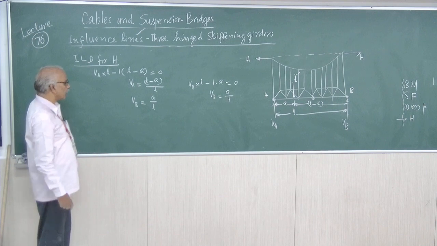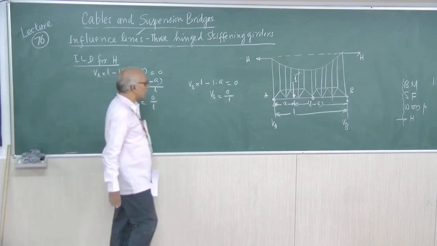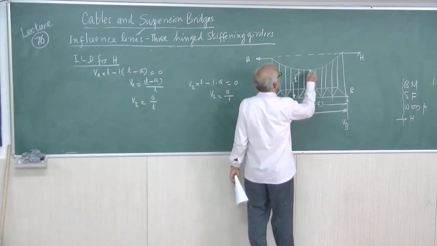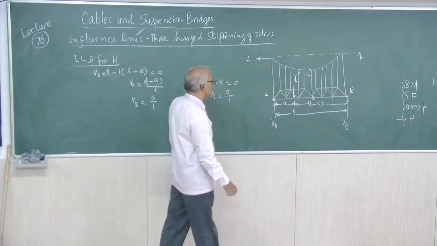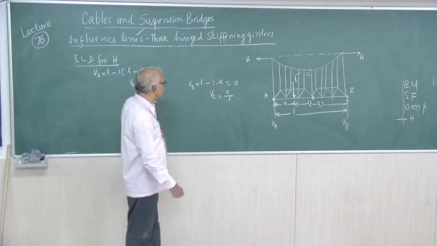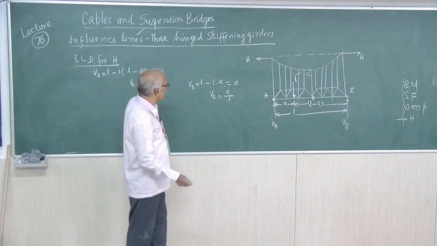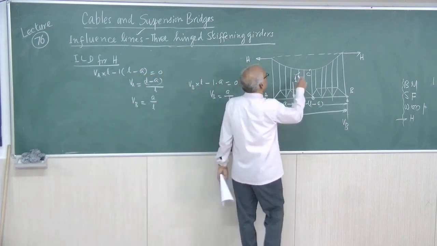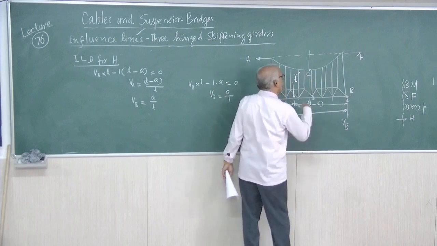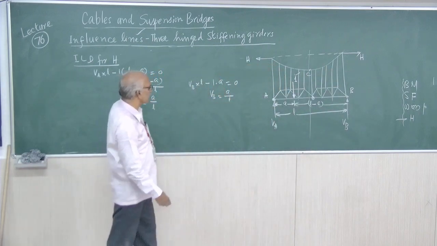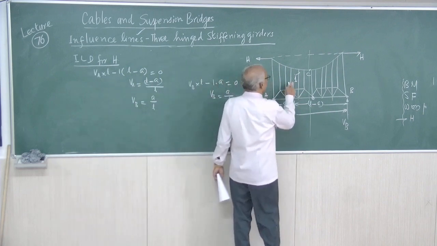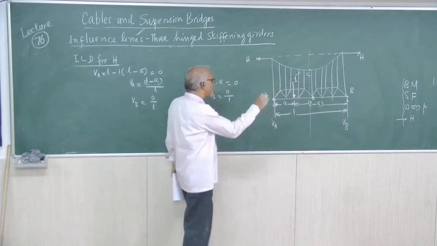Now, we know that at the lowest point C in the cable, the bending moment is 0. Considering the forces either to the left of this section or to the right of the section, the right of the section will be more convenient because the unit load is absent there.